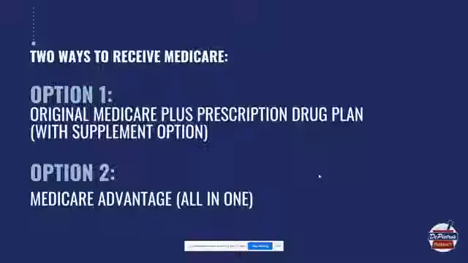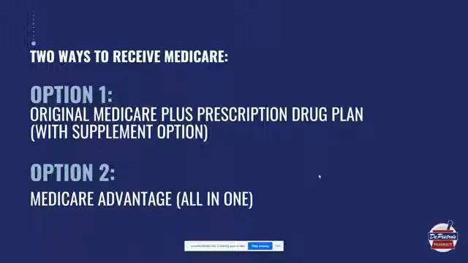The reason I talk about original Medicare versus an Advantage plan is there are two ways to receive your Medicare coverage. Option one, the traditional route, is you would have original Medicare, which is your Part A and Part B, and then you would get a drug plan, Part D. To confuse things a little bit more, you can buy a supplement that would cover what your out-of-pocket expense would be for your Part A and Part B.